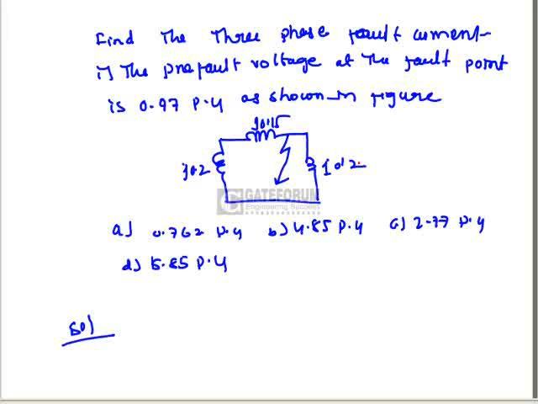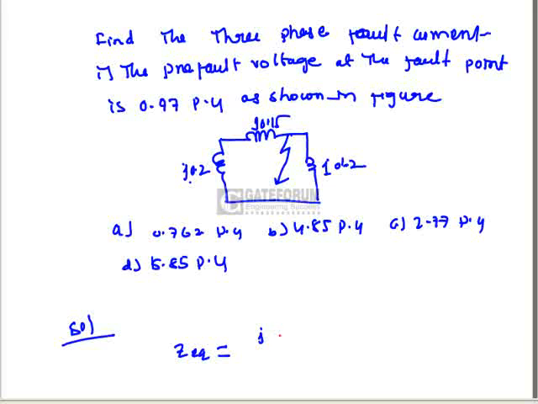So first we have to observe that the fault has occurred at this point, right? From this point we have to find the impedance between these 2 points. The j0.2 reactance and j0.15 reactance are in series, and this combination will be in parallel with j0.2. So we find the equivalent impedance, Z equivalent, between the fault points.